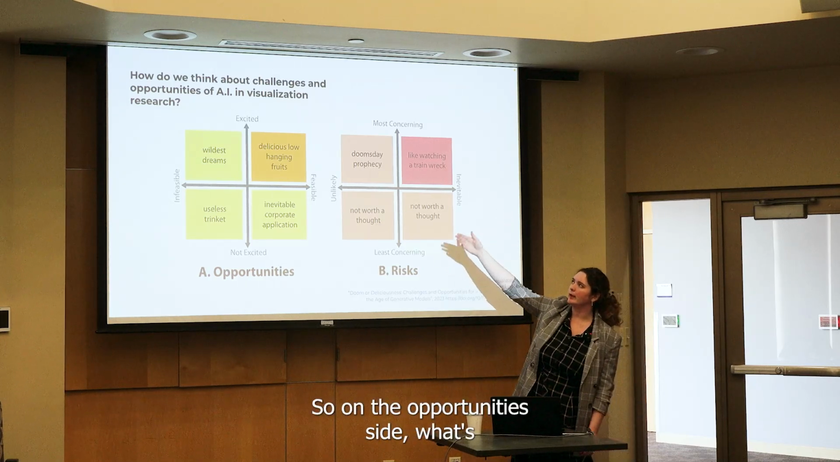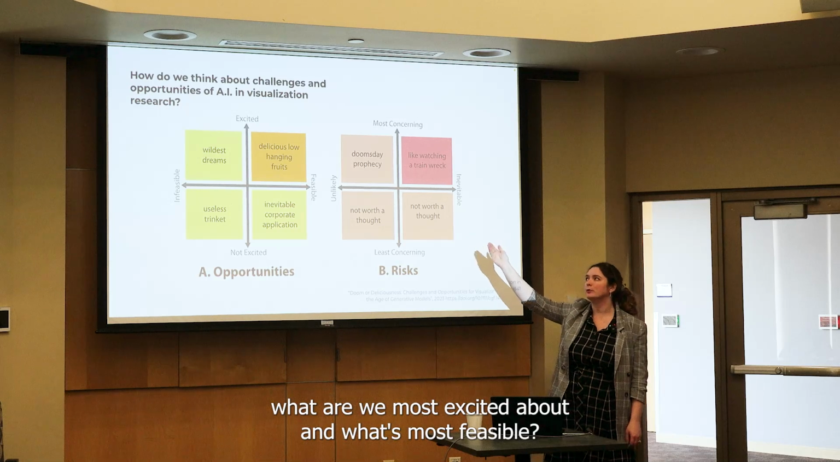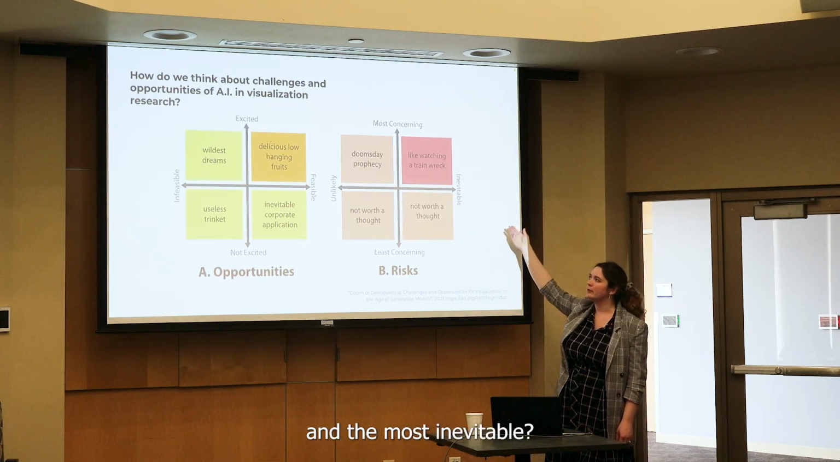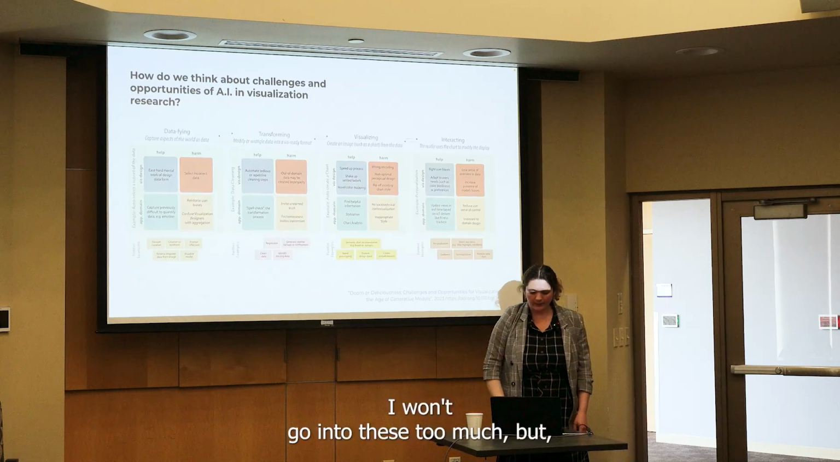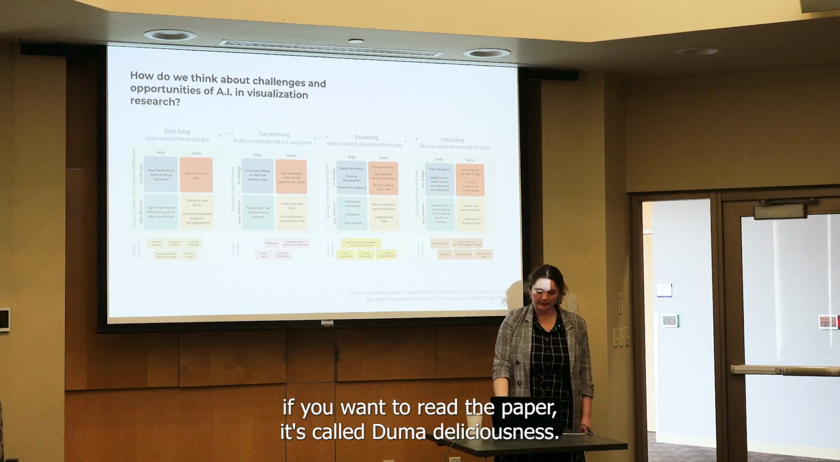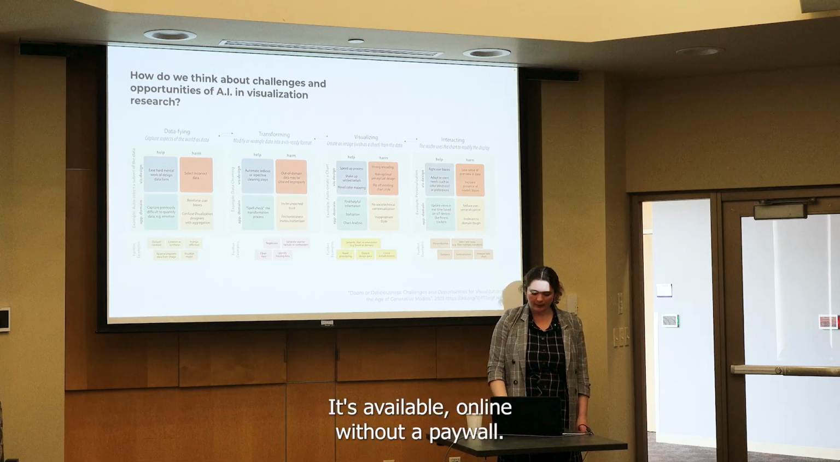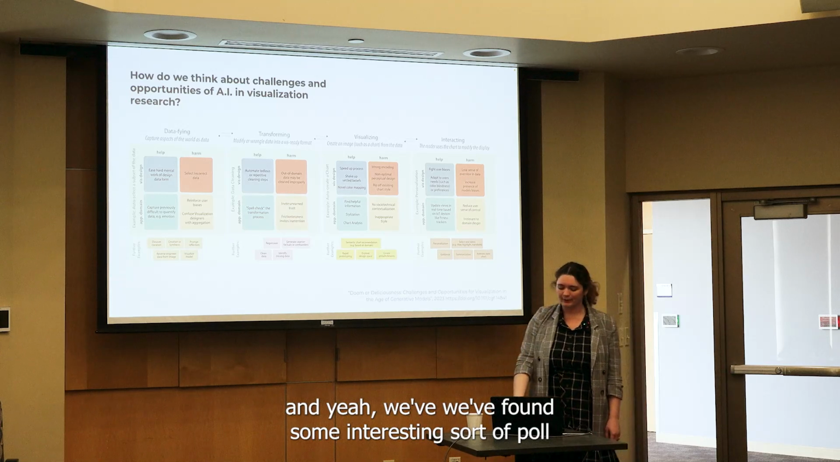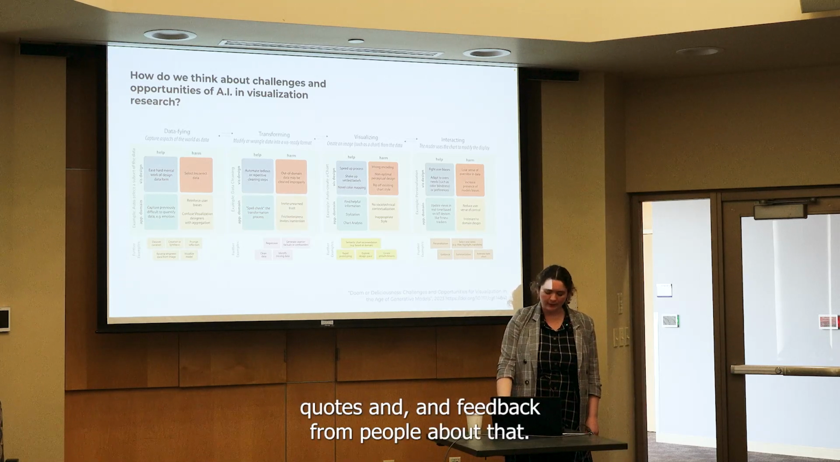So on the opportunity side, what are we most excited about and what's most feasible? On the risk side, what's the most concerning and the most inevitable? I won't go into these too much, but if you want to read the paper, it's called Doom or Deliciousness. It's available online without a paywall. And yeah, we found some interesting pull quotes and feedback from people about that.